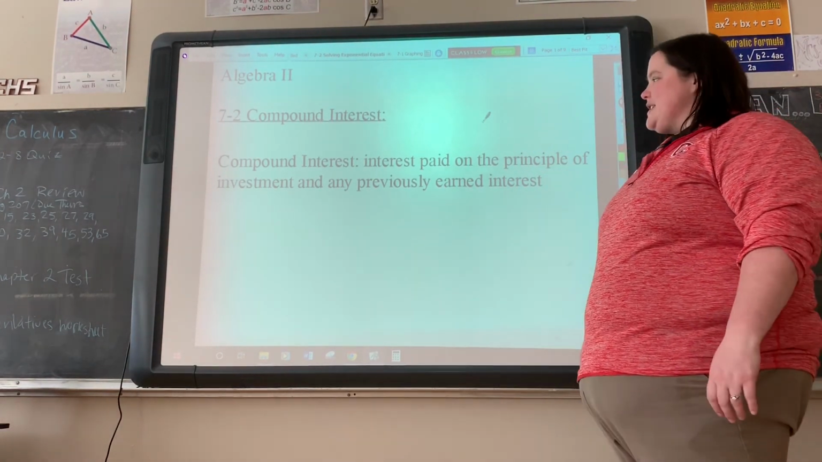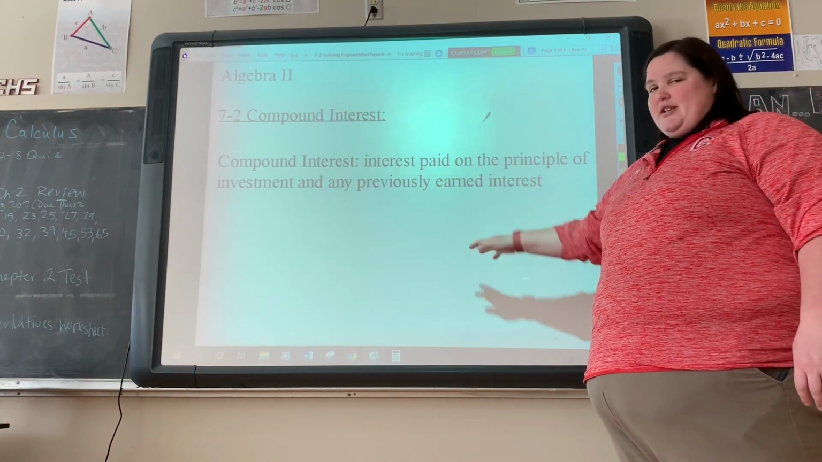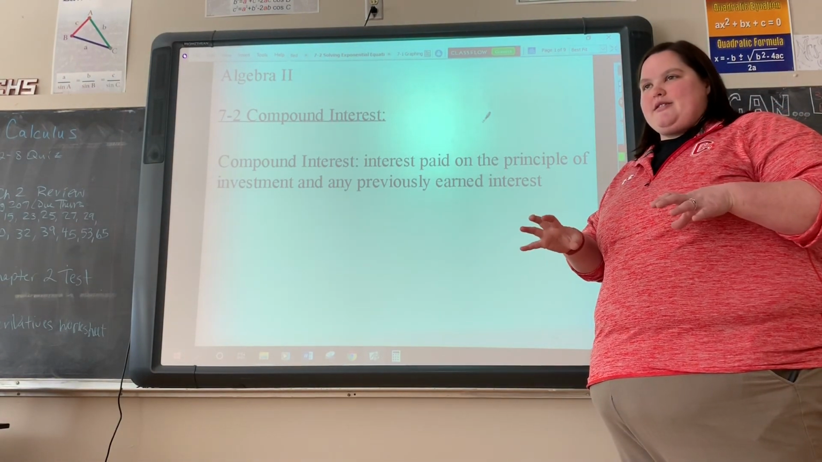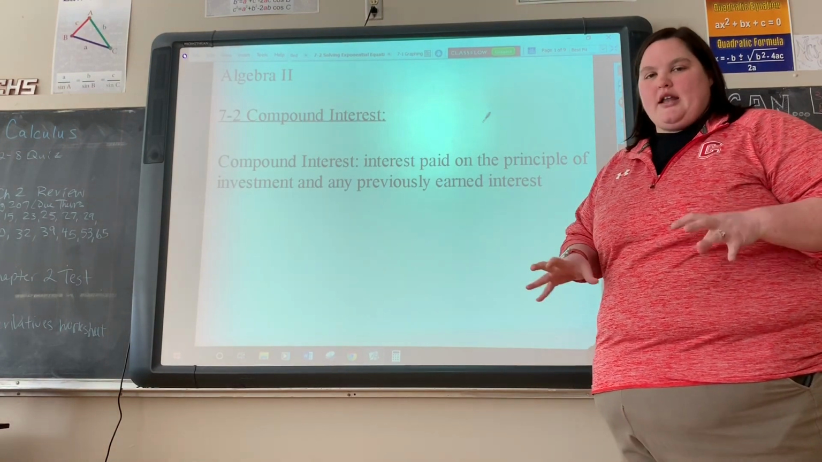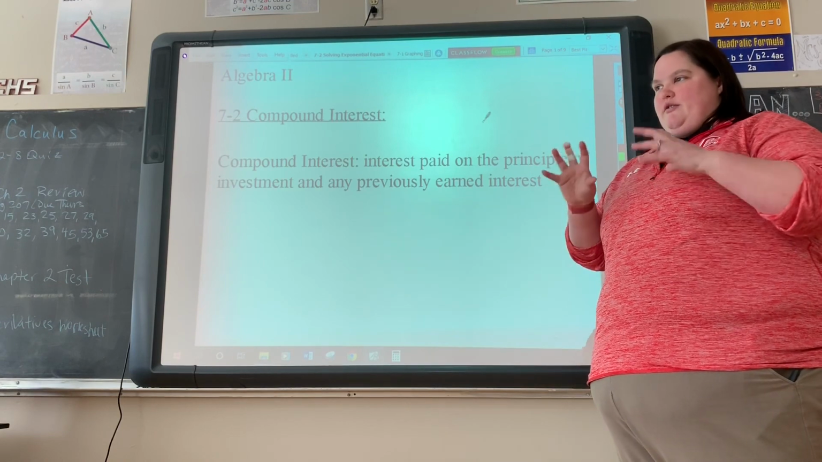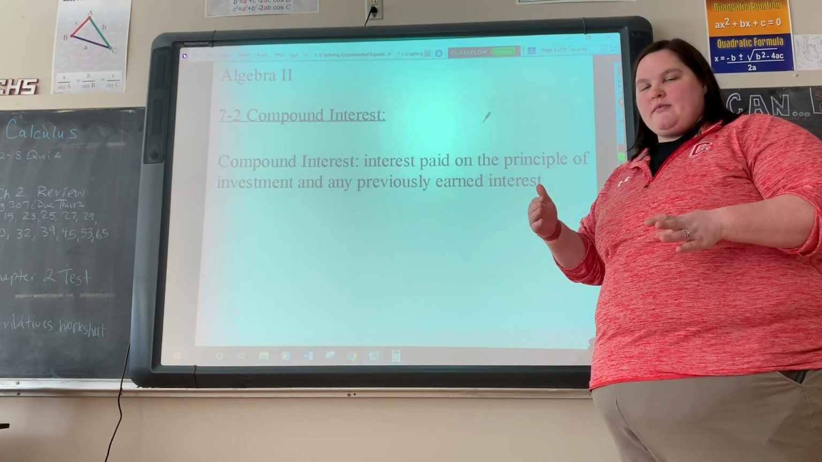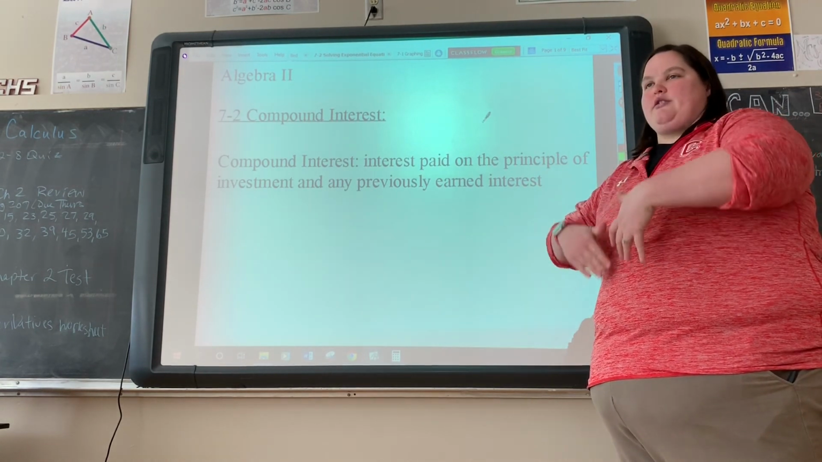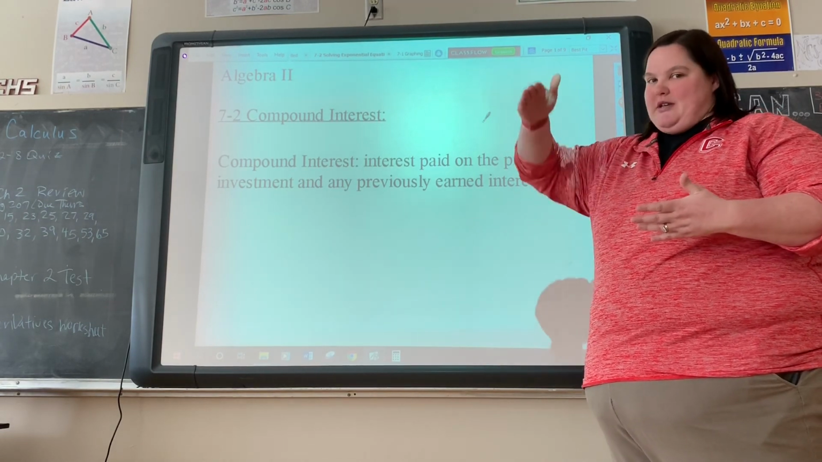So compound interest: it's interest that's paid on a principal investment and any previously earned interest. If you deposit money into a savings account or an investment account or a college fund account of any type, usually there's some sort of interest rate. If you just let that money sit there, you're going to get interest on that money. And then the next time, you'll get interest on the money that you had and also the interest that was already there.